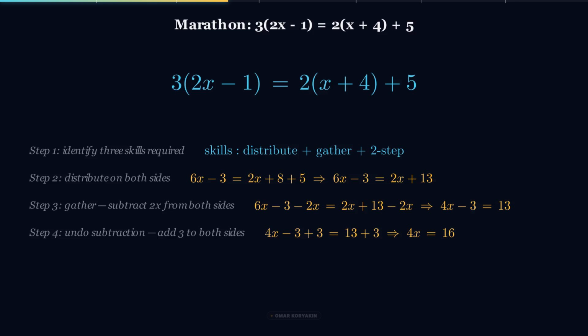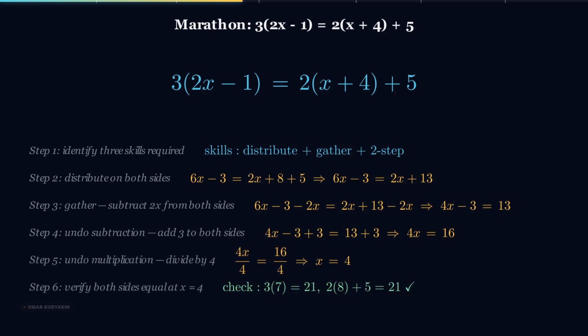Step 4. Apply reverse PEMDAS two-step. Add 3 to both sides to get 4x equals 16. Divide both sides by 4 to get x equals 4. Verify by substitution: 3 times the quantity 2 times 4 minus 1 equals 3 times 7 equals 21. 2 times the quantity 4 plus 5 equals 2 times 8 plus 5 equals 16 plus 5 equals 21. Both sides equal 21. Solution verified. So the solution is x equals 4.